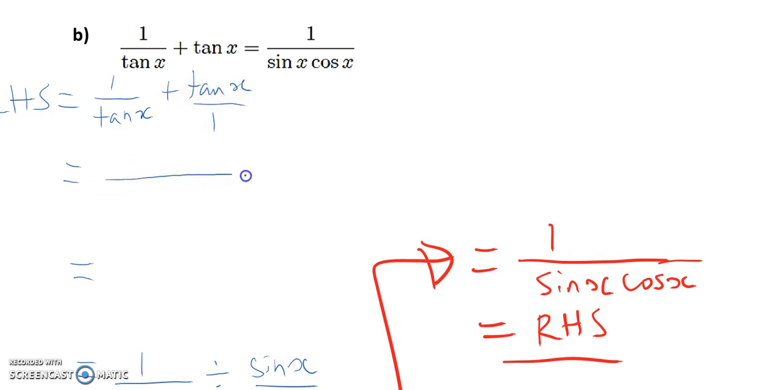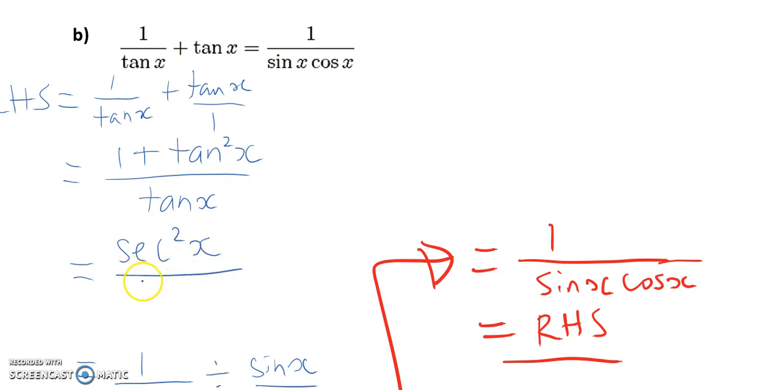Okay, I want to get a common denominator of tan x. So I'm going to need to do nothing with the left because it's already got a tan x. On the right, I'm going to multiply the top by tan x, which gives me tan squared x. Now, 1 plus tan squared x is sec squared x from my trig identities. That's still over tan x.